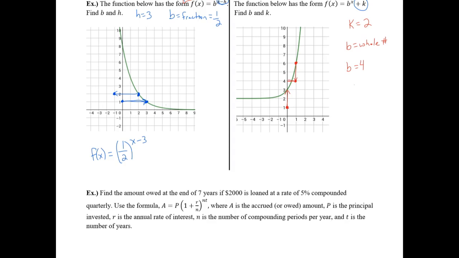So our equation would be f of x equals, our b value is 4 to the x power, and then plus 2, because it shifted up 2. You can also see here that we have this asymptote at 2. So that y equals 2 is the asymptote, and that graph will never go below 2. So that's another way of identifying your k. And there you have it.